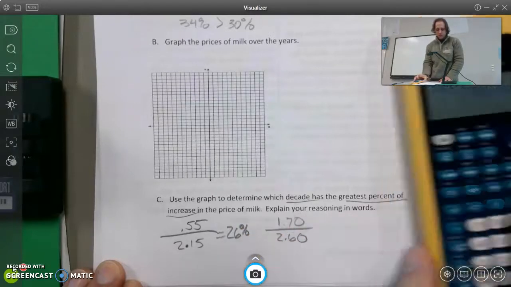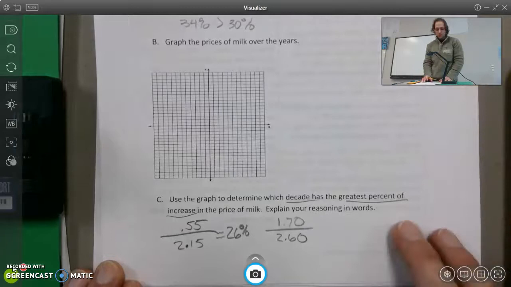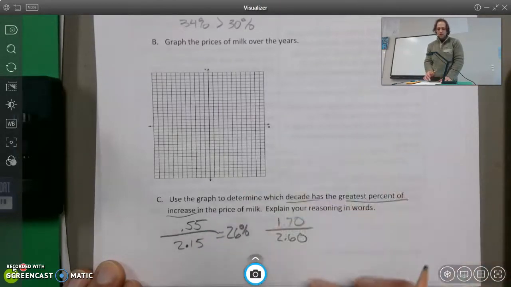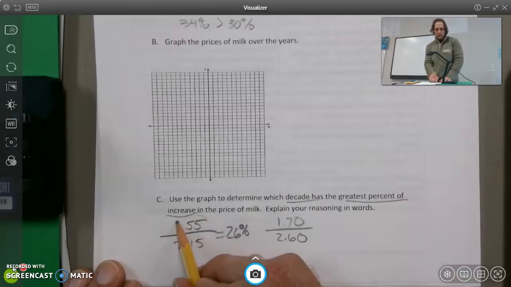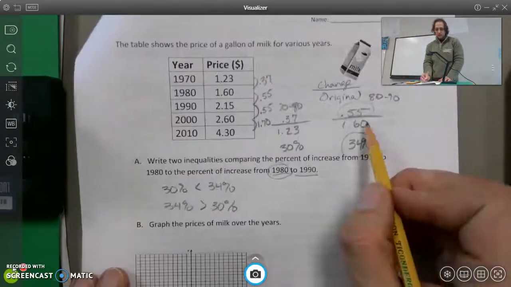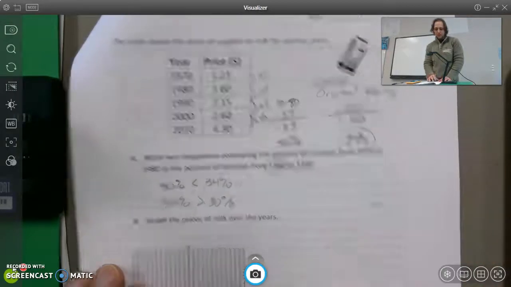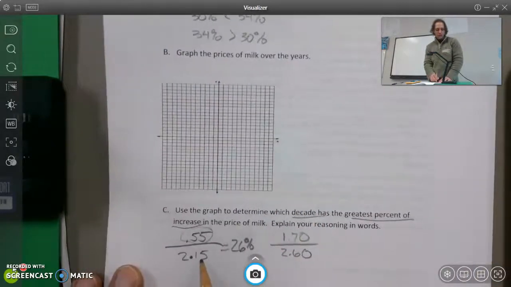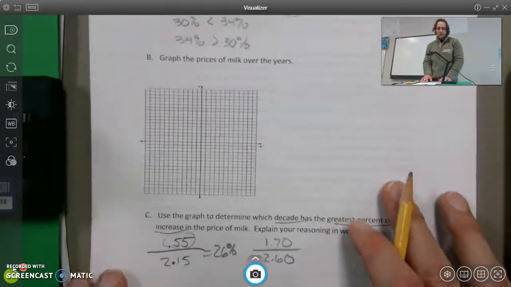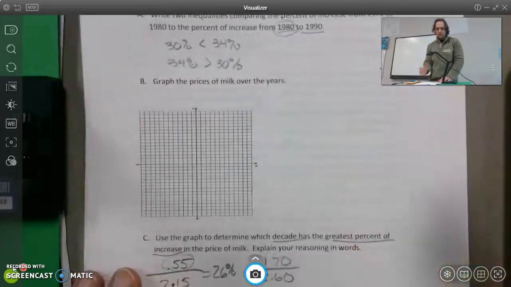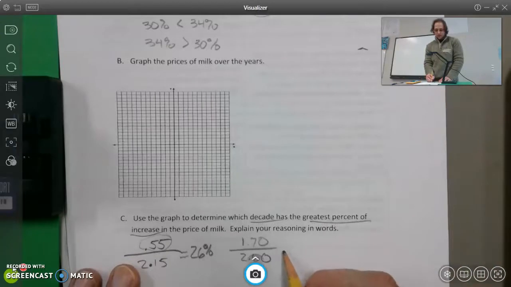Some of you may have noticed, before we even did that, you might have thought to yourself, well, there's no way that this is going to be greater than the change from 1980 to 1990, because it's the same amount of change, but the denominator here, the initial cost in 1990, was greater than the initial cost in 1980. So while they both increased by the same amount, the earlier one obviously increased by a greater percentage because it started at a lower amount. Little number sense, maybe you picked it up, maybe you didn't.